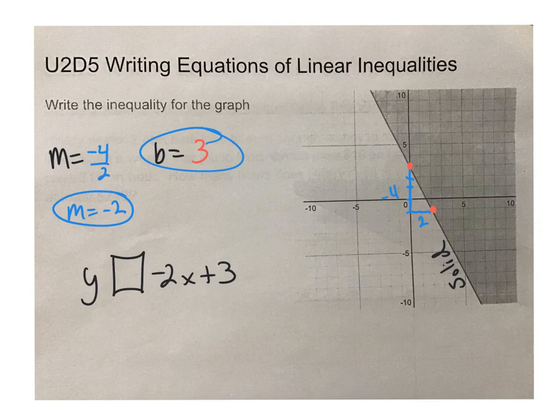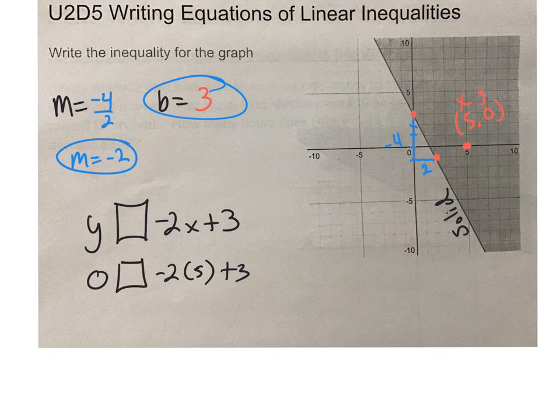Pick a nice value within the shaded region. I'm going to stick with what I had here. I found 5, 0. So here's my point, 5, 0. That's x and that's y. Plug in my values. 0, some symbol, negative 2 times 5 plus 3. So let's simplify this and see if we can make this true. So 0, some symbol. This would be negative 10 plus 3, which is negative 7.